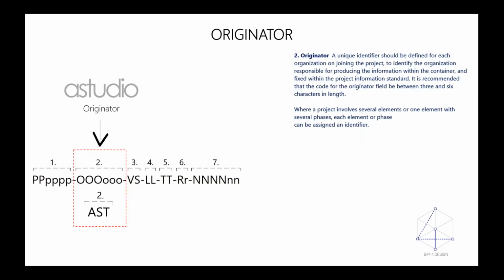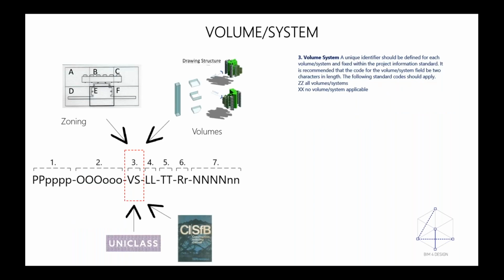The originator field, obviously every member uses their own in this field, and it is clear who owns the drawing and who the drawing actually comes from. So we don't tend to include phase or element as part of the originator. The volume or system field. Most of our members use this field for zoning, or volumes or systems.